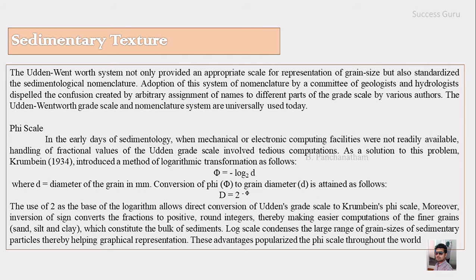Not only that, the log scale contains the large range of grain sizes of the sedimentary particles, thereby helping the graphical representation. As you know, if you are handling the Wentworth scale, the numbers are from 256 to 1 by 256, so the range of the numbers is very high. If you are dealing with the phi scale, all these numbers are condensed within a very small range, which I will show in the next slide. So that will be quite easy for you to represent the data in graphical form, right? This advantage popularized the phi scale throughout the world.